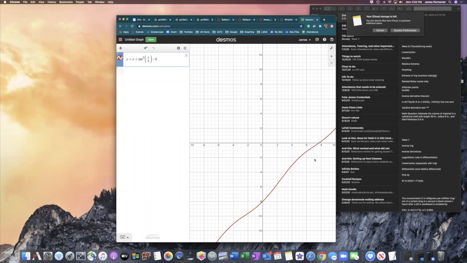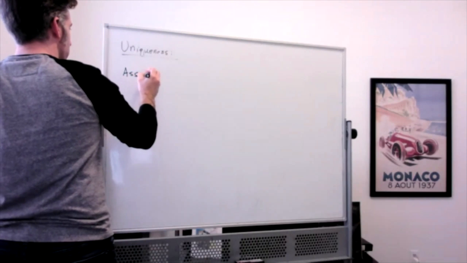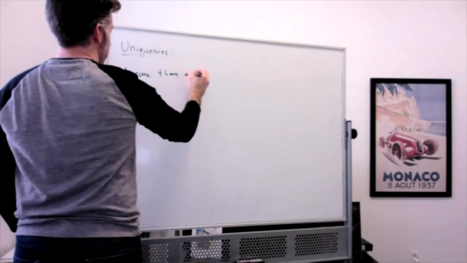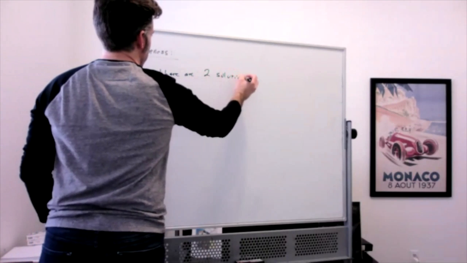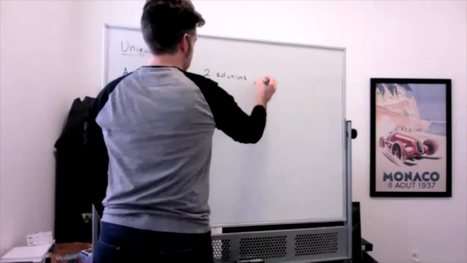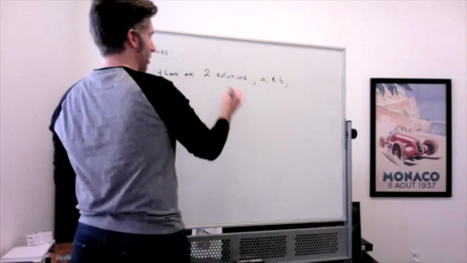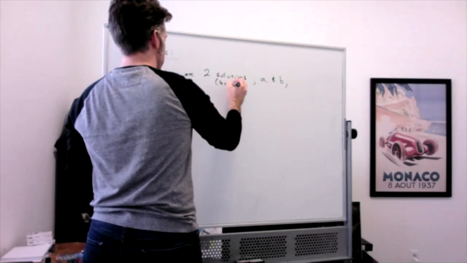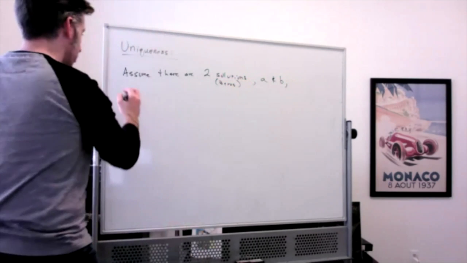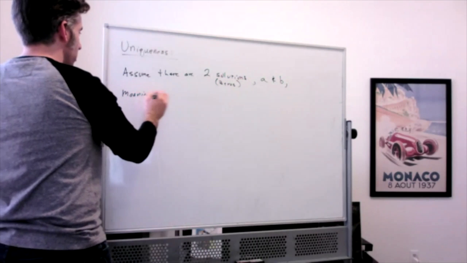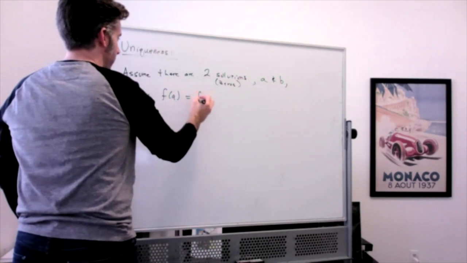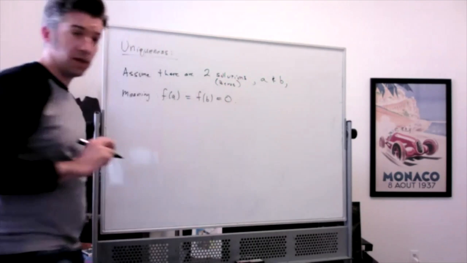So, all right. So here's what we're going to do. Let me stop sharing. So to prove uniqueness, we're going to assume there are 2 solutions. Let's call them a and b. Or 2 zeros if you like. Meaning f(a) and f(b) are both equal to 0.